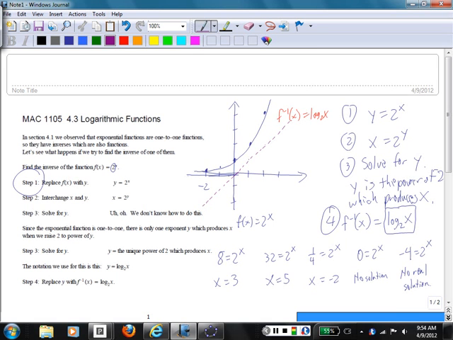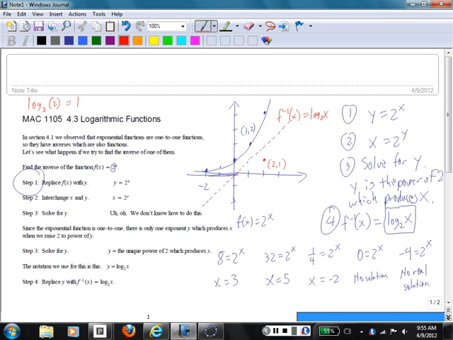So let's take points on the existing graph of the exponential function and interchange their x and y coordinates. So if the point 1, 2 is on the graph of this exponential function, then what point's on the graph of the log function? Would you believe that log base 2 of 2 equals 1? What power can 2 be raised to get 2 as the answer? 2 to the first power, 1.